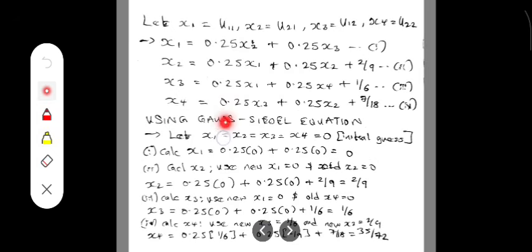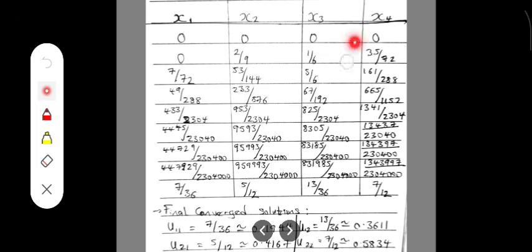Now for s4, we have 0.25 multiplied by s3. So we have a new value for s3, which is 1/6. You replace s3 with 1/6, plus 0.25 multiplied by s2. We also have a new value for s2, which is 2/9, plus 7/18. So when you add this together, we should have 35/72. You go to your table and fill it in as 35/72. So now you start again, do another iteration loop for the s1 equation using this new set of values of s1, s2, s3, and s4, and you keep filling out the table until you arrive at a similar answer in the same column.